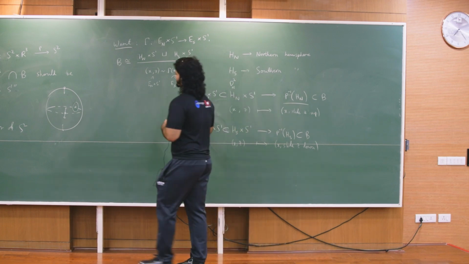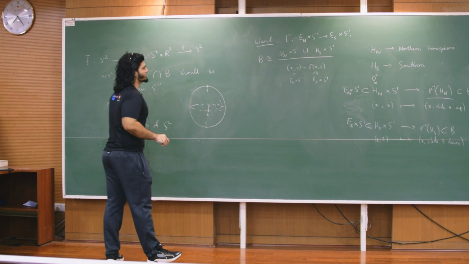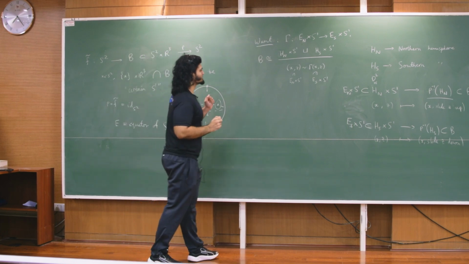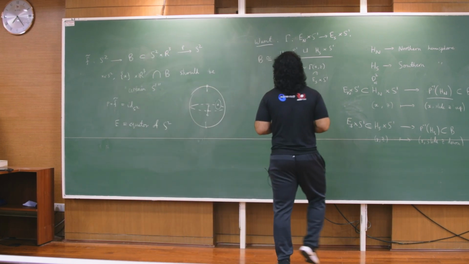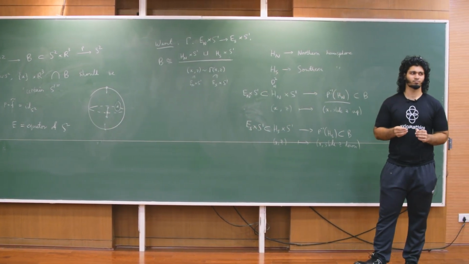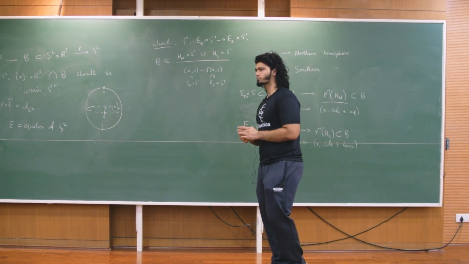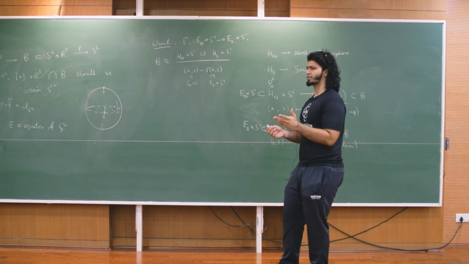And again, why is this important? Because B is the codomain of our map F tilde. So you will see how all of this comes together in a very nice way soon. So any questions so far? So like En cross S1 is just like a boundary for Hn cross S1. Exactly, yeah.